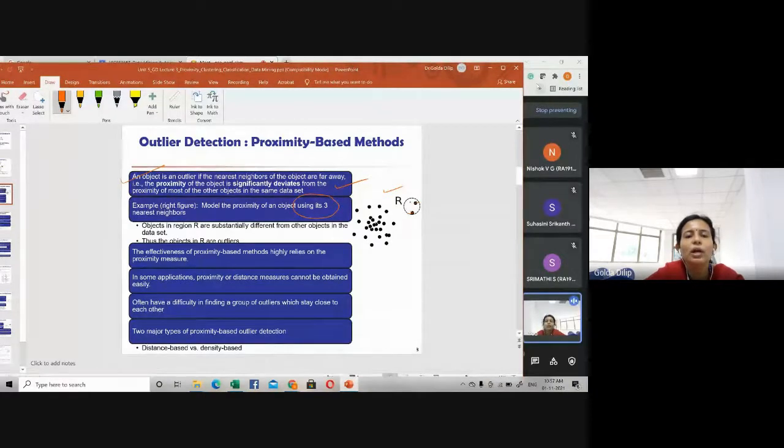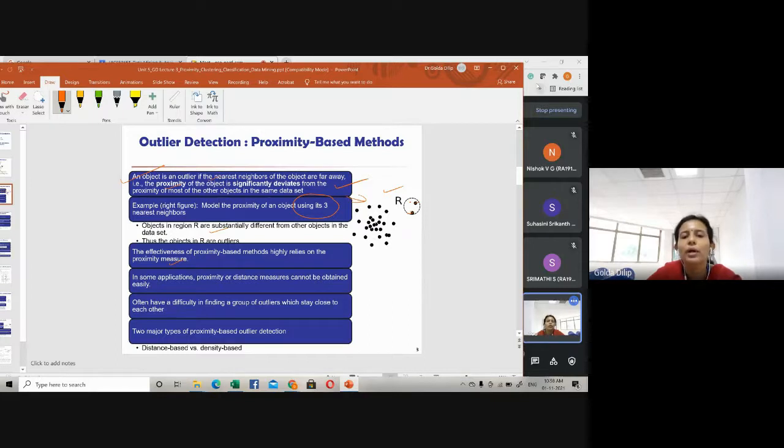An object is an outlier if the nearest neighbor of the object is far away. That is, the proximity of the object significantly deviates from the proximity of most of the other objects in the same data set. In this example you are modeling the proximity of an object using its 3 nearest neighbors. As a result the objects in R are substantially different from other objects in the set and are called outliers.